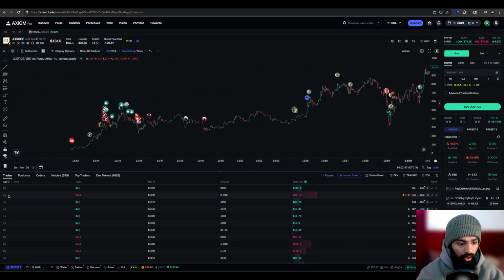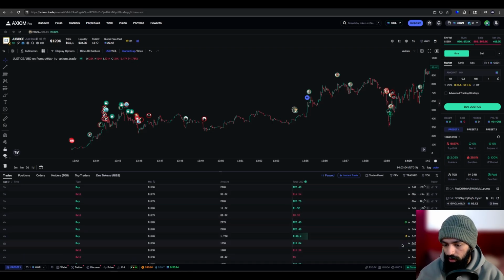But that's what you see here. So this is how long ago the transaction was, whether it was a buy or sell, the market cap, amount, total USD, and the wallets basically. So that's for the trades. Usually you could see if they're bundled or not from this side.